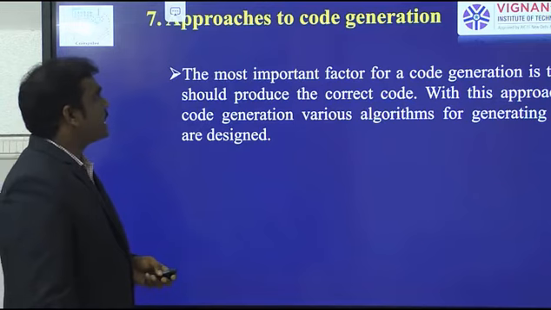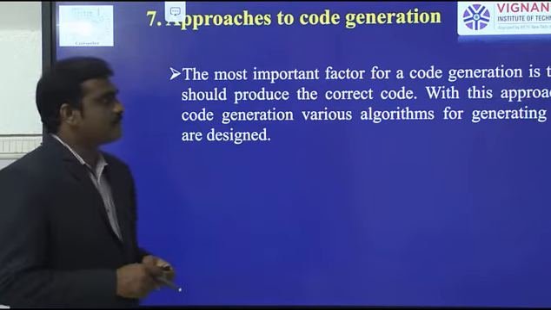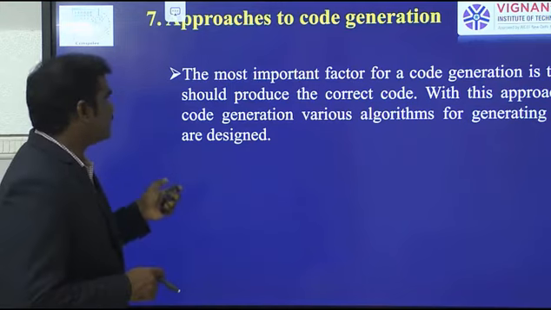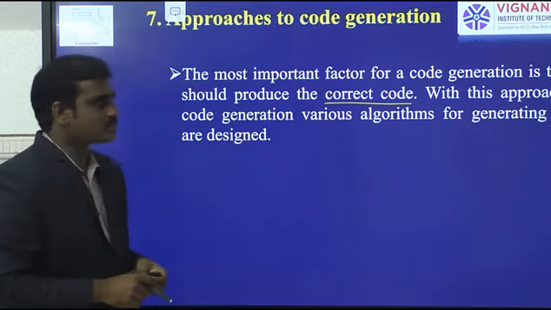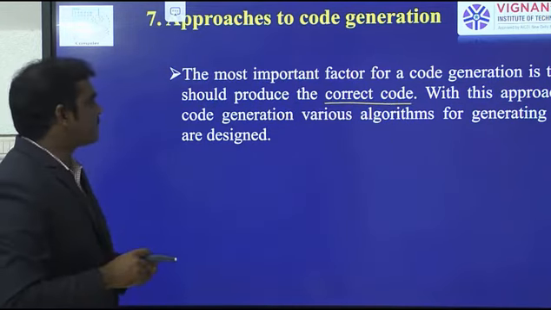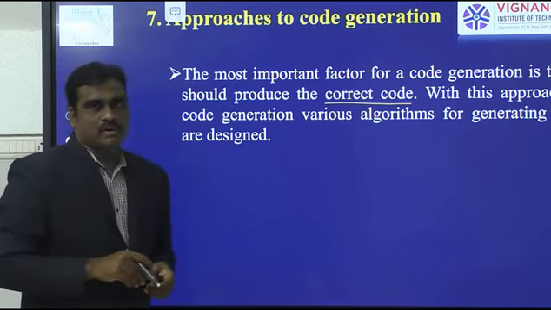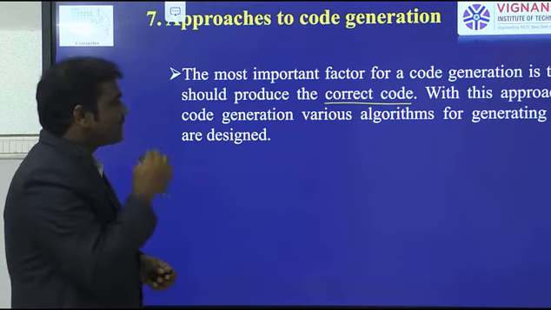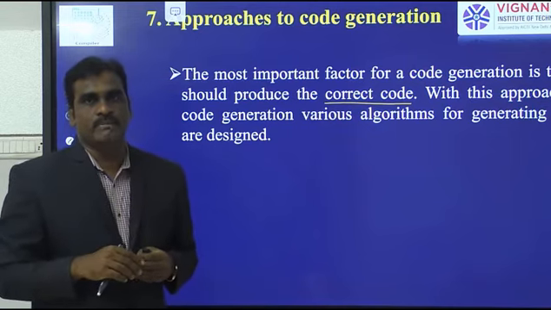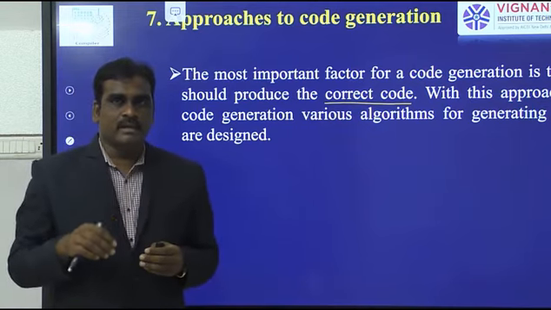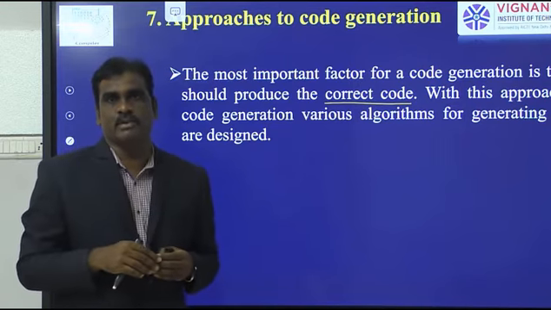And the last point is approaches to code generation. So here the most important factor for a code generator is that it should produce the correct code. So with this approach of code generation, various algorithms for generating codes are designed. Suppose our main intention is that, if I want to design a new compiler, output should be clear, output should be correct. Then only the compiler is valid, applicable to everyone.